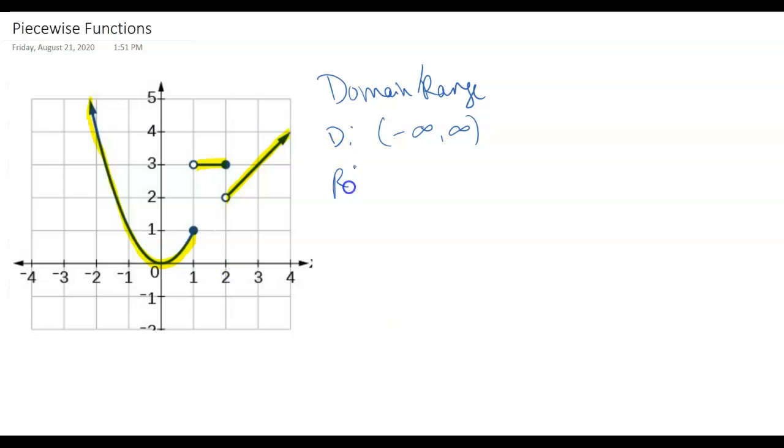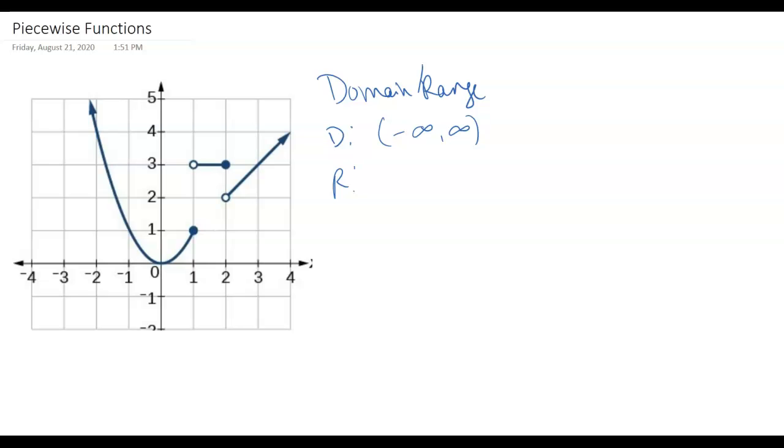Okay, so let's look at range. For range, we go from the bottom to the top. The lowest y value is definitely 0, and on this side it goes up forever. So basically every y value greater than 0 is covered by this piece in green. I don't even have to look over here. You could if you wanted to, but you don't have to, because this piece covers everything. So there's no gap in the graph when it comes to y values, but it does start at 0.